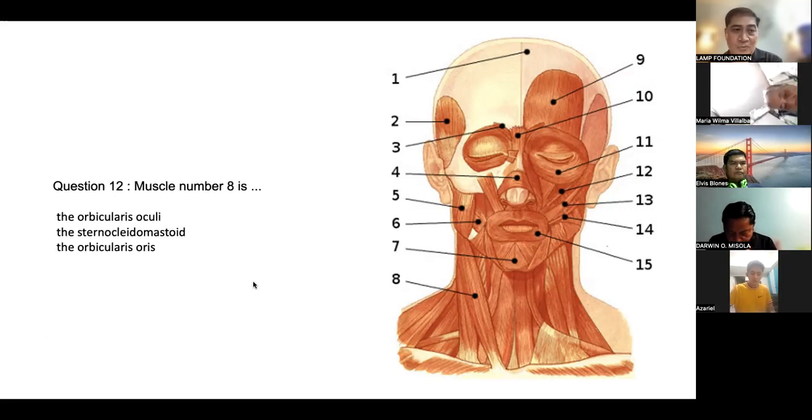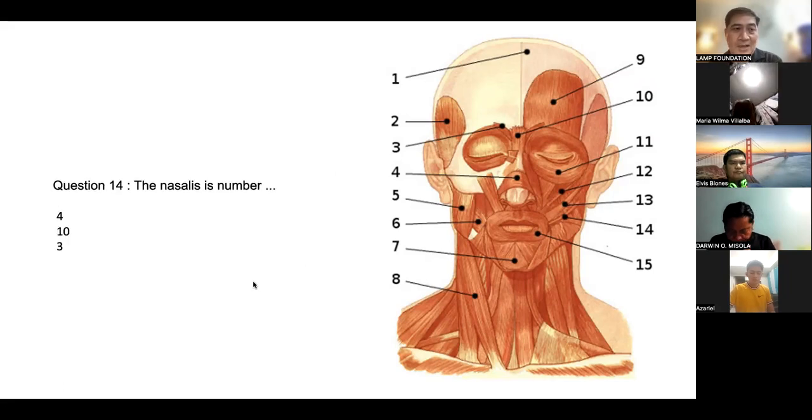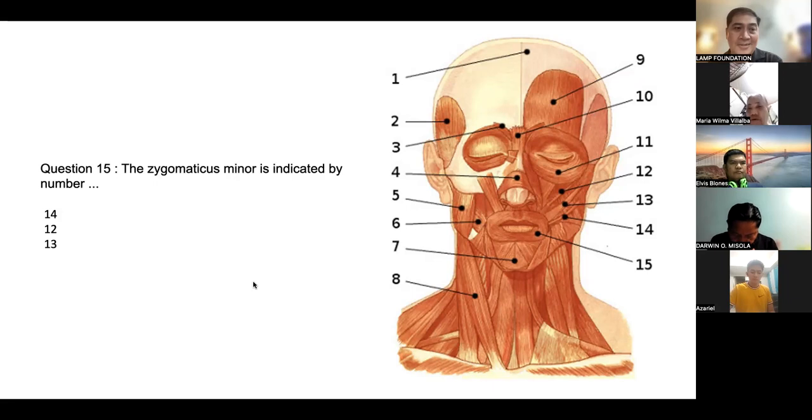14. Muscle number 8 is? Sternocleidomastoid. The masseter is indicated by number what? 5. The nasalis is number? 4. The zygomaticus minor is indicated by number?